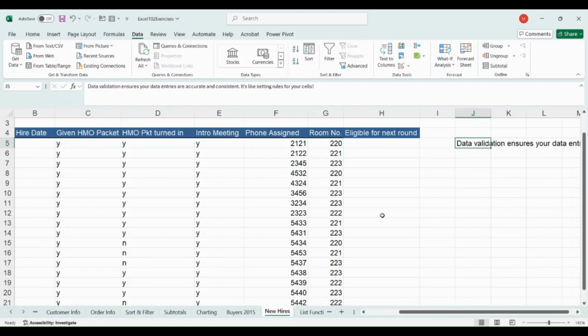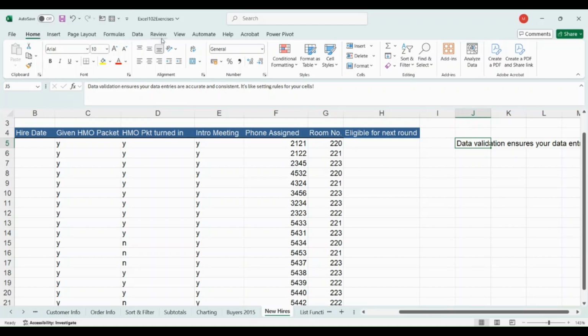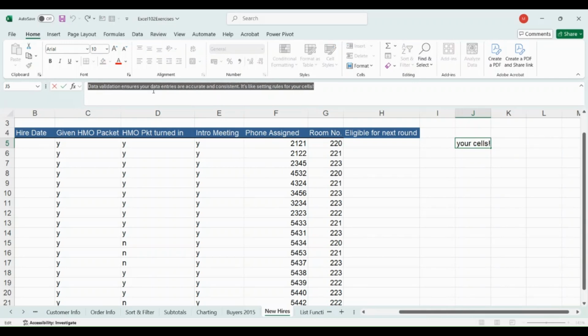Today we will discuss a new topic, which is data validation. Firstly, let's talk about what data validation is. Data validation ensures your data entries are accurate and consistent. It's like setting rules for yourself.